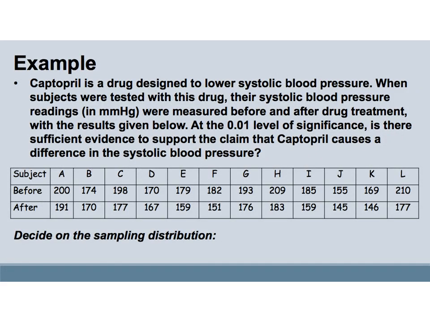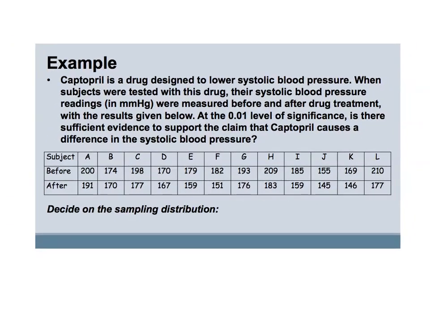It says Capitril is a drug designed to lower systolic blood pressure. When subjects were tested with this drug, their systolic blood pressure readings in millimeters of mercury were measured before and after drug treatment, with the results given below. At the 0.01 level of significance, is there sufficient evidence to support the claim that Capitril causes a difference in the systolic blood pressure? So you've got to decide, is it independent or dependent?